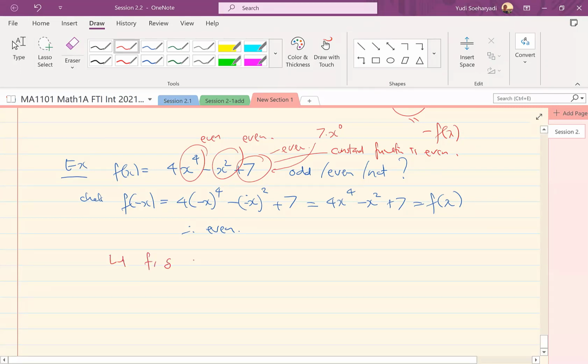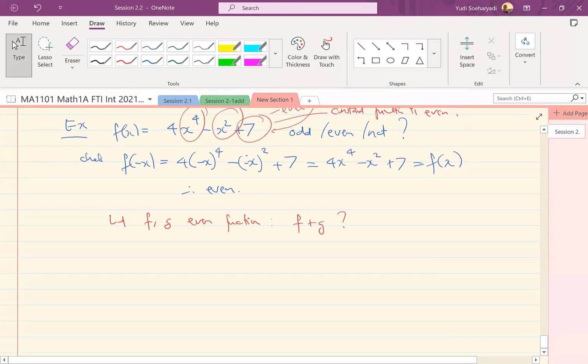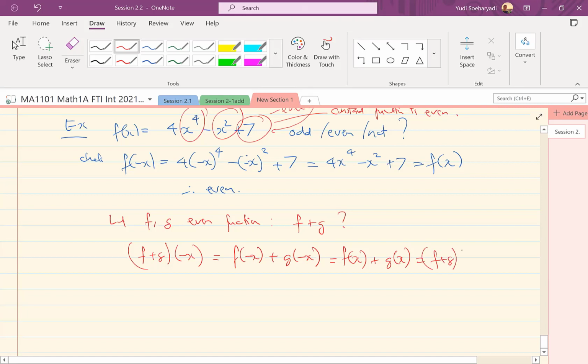Let f and g be even functions. So let's see. What about f plus g? All right, so let's check here. f plus g, and then plug in negative x. So what we get is this. But because f and g are both even, you get f here, and you get g here. So this is still even.